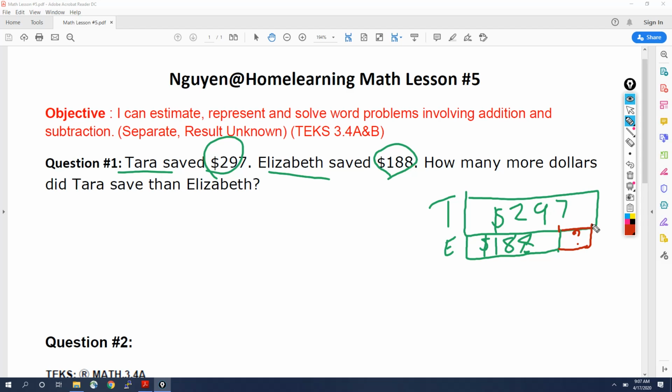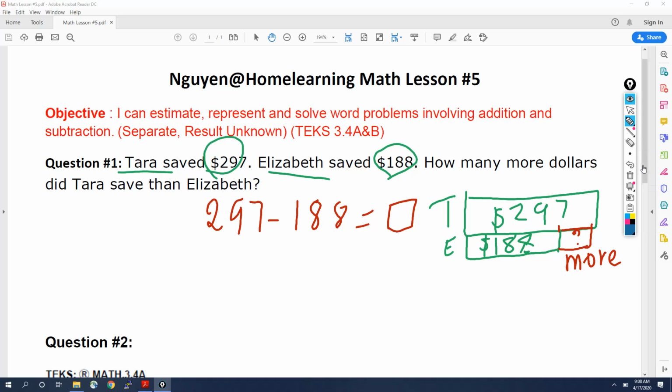After we complete our strip diagram, it looks like they give us a total, they give us a part, and then we find a missing part. So it's similar to that, but you need to understand to draw two separate bars. Based on our completed strip diagram, we have a total, a given part and a missing part. What can we do to find it? And I forgot to write more. All right, so we have to subtract. So our number sentence is 297 take away 188 equals blank.